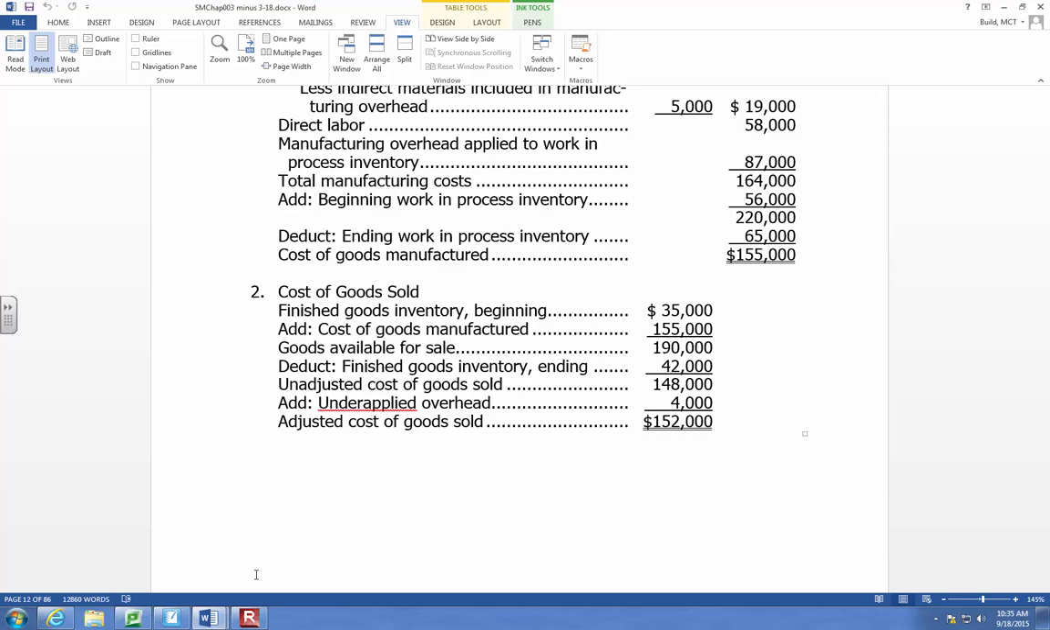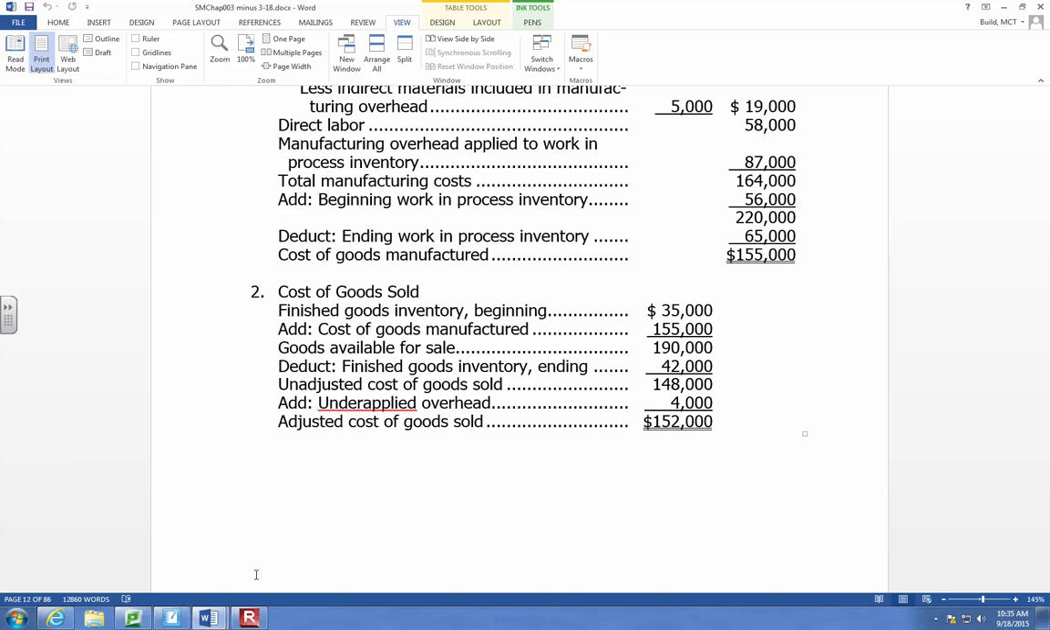3-7, Osborne Manufacturing uses a predetermined overhead rate of $18.20 per direct labor hour. It's based on a cost formula, and they give us the estimated activity base and the estimated overhead. And then they had actual overhead at $215, and they actually worked 11,500 hours. And they want you to figure out the under or over applied overhead.